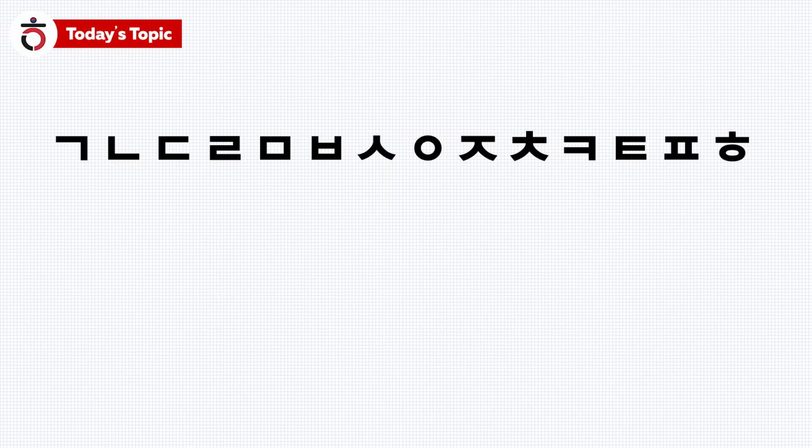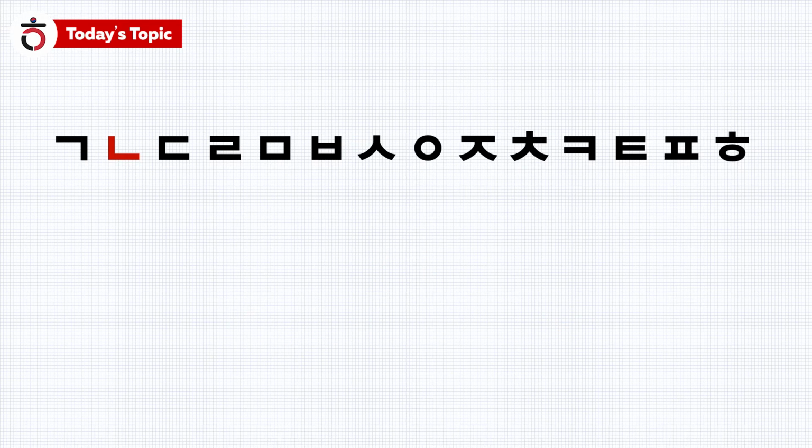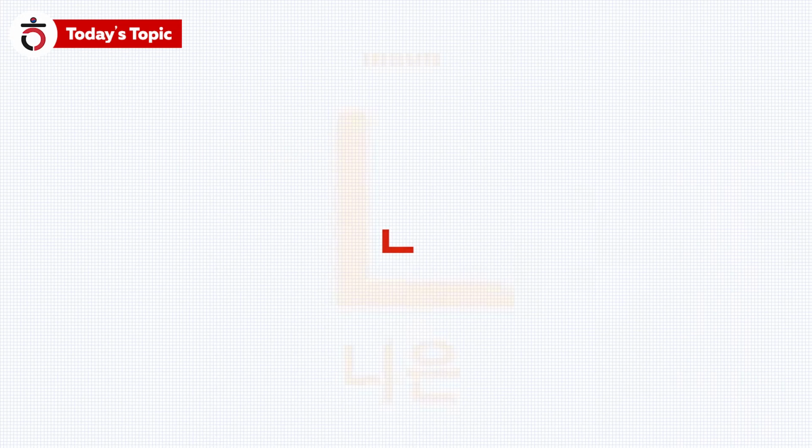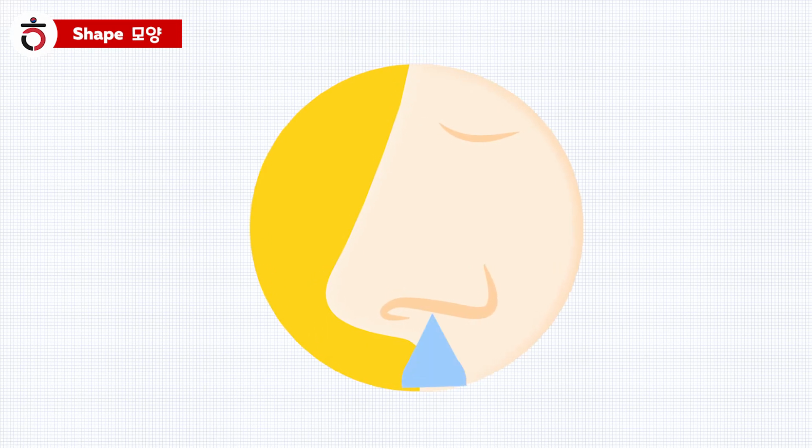As we learned in our previous class, there are 14 basic consonants in the Korean language. Consonant nieun will be covered today, and the remaining 12 consonants will be taught in the classes to come. As for the shape of nieun, nieun looks like a nose.